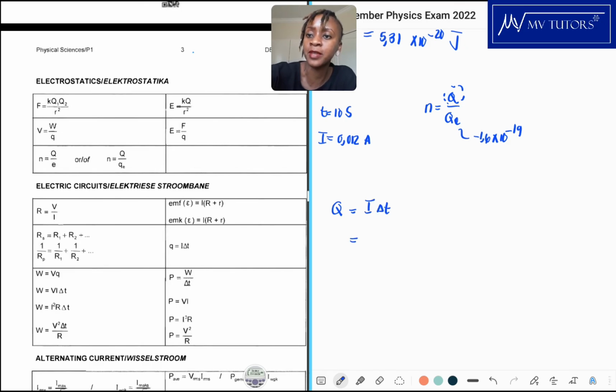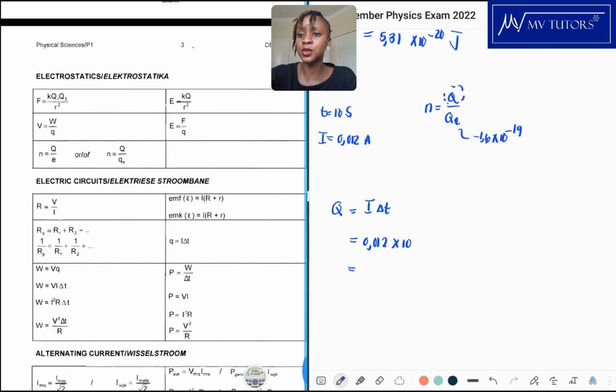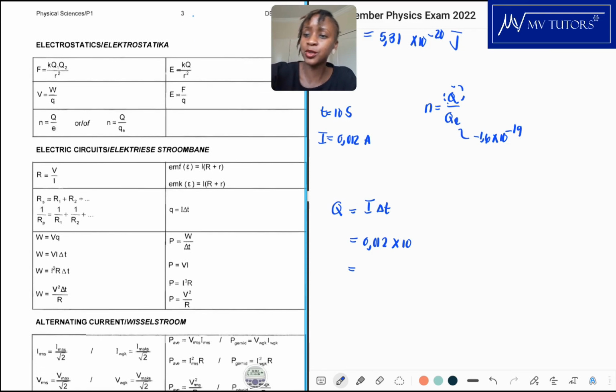And we have all of that. So we have 0,012 multiplied by the 10 seconds. All right. So then our charge is equal to 0,12. Okay, remember the unit for charge? Coulomb.